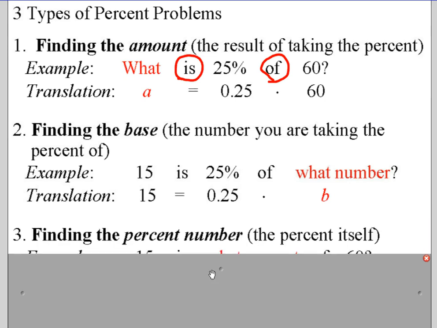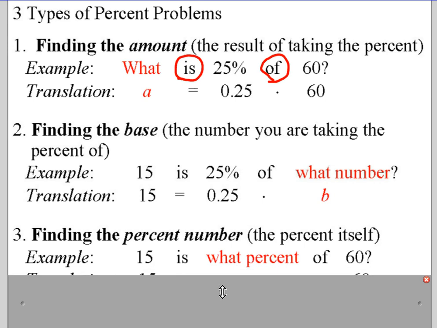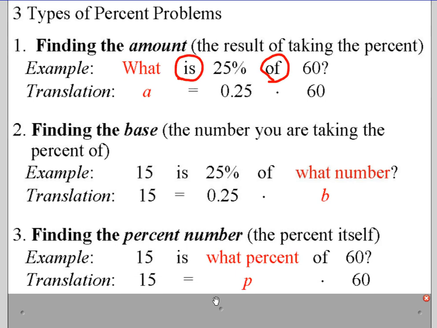All right, the last type of percent problem is when you are finding the percent number, so the percent itself. So in this case, we would say 15 is what percent of 60? So we would do 15 equals p times 60. The one thing you want to remember with this is it is going to give you your answer in decimal form, so you are going to have to convert it to a percent. All right, so let's look at some examples with this.